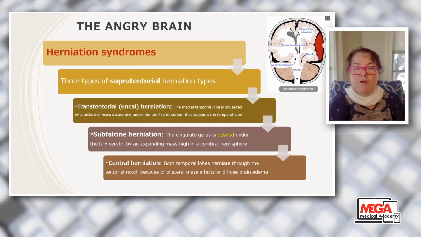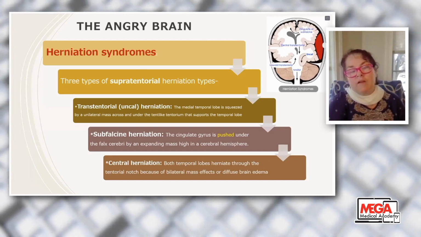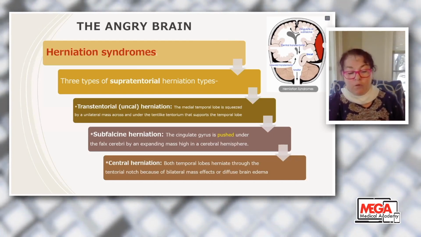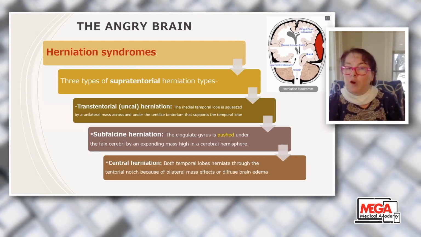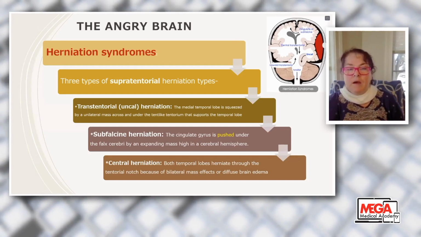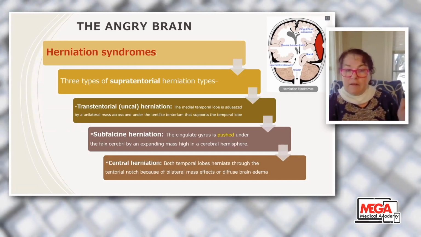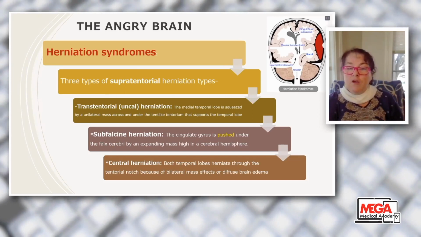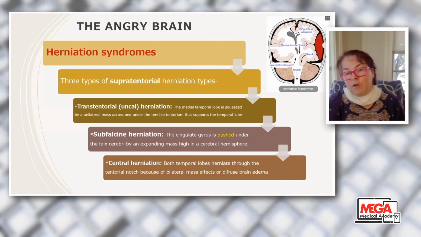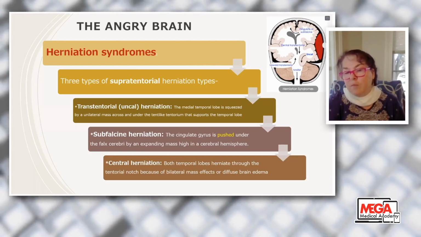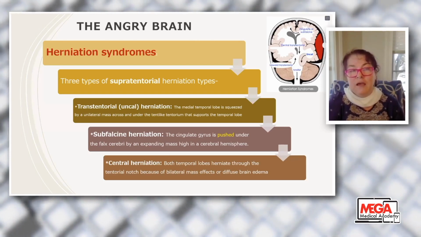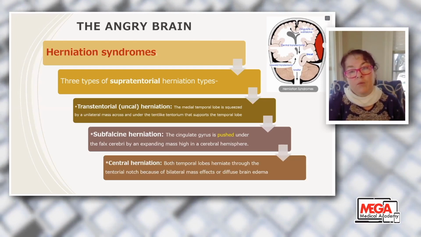Now I'm going to talk about the angry brain. When all these compensating mechanisms I discussed earlier have reached their limit and you're not compensating anymore, your increased intracranial pressure is not being mitigated, you may have these herniation syndromes. These are the supratentorial herniation syndromes. The most common, or the one I always think of, is the uncal herniation, when the medial temporal lobe is squeezed by a unilateral mass across and under the tentorium that supports the temporal lobe.